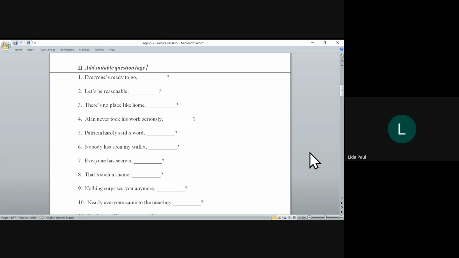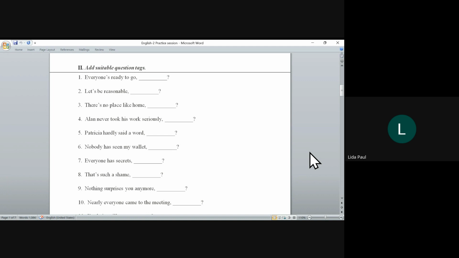Okay, and you don't say aren't everyone, right? So you're going to say aren't they. Okay, everyone's ready to go, aren't they? Because you're using aren't, you'll have to use a plural subject form here, right? You can't use everyone in the tag. So because you used aren't, you're going to use the subject they to form the question tag. Like, aren't they? Everyone's ready to go, aren't they?